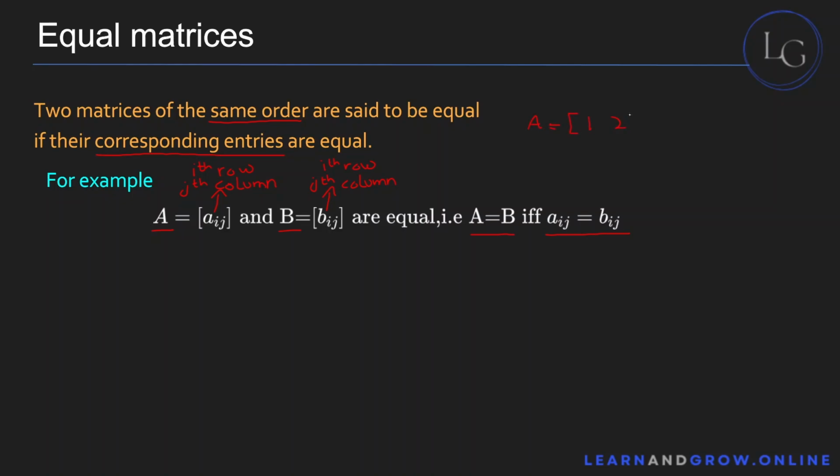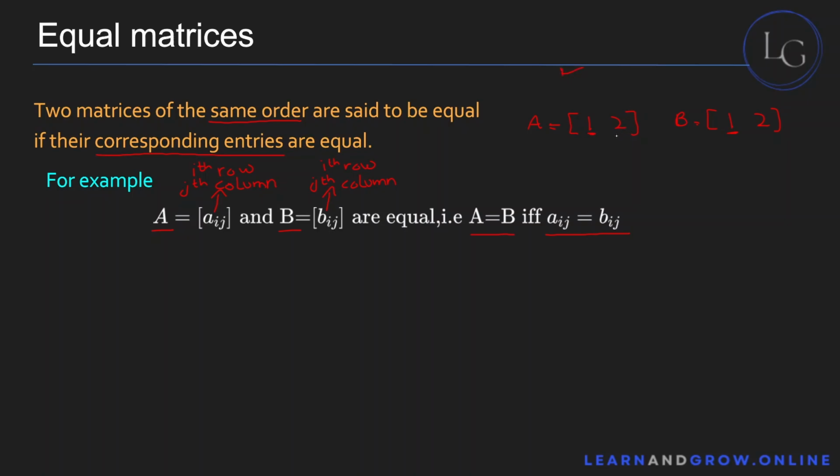1, 2. Let's take matrix B as 1, 2. So by just looking at them, you can tell that A and B are both equal. But to justify this explanation we made, this element of A is the element in the first row and first column of A, and this is in the first row and first column of B. They are both equal, so we've ticked that one.